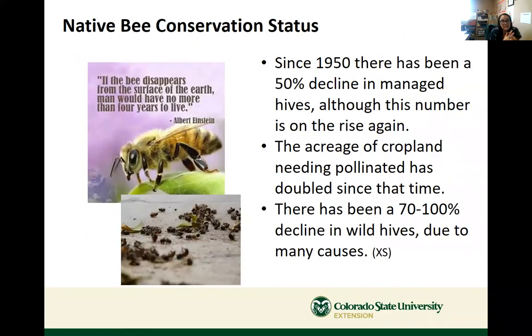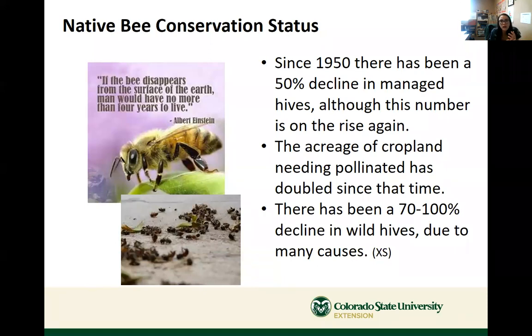Now, since 1950, there has been a 50% decline in managed beehives. Although, with the increased awareness that has been going on in recent years, this number is starting to be on the rise. And like I said, that's because of people like you who care. So thank you for that. Since 1950, the bee populations have declined by 50%, but the amount of acreage of cropland that needs pollinated has doubled. So we need a lot more pollinators to pollinate this cropland to keep the world fed.